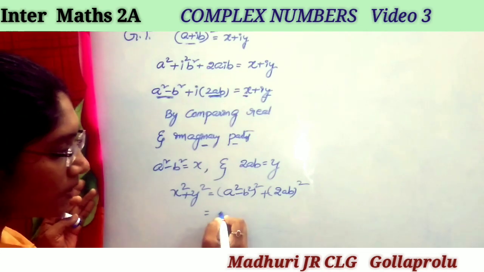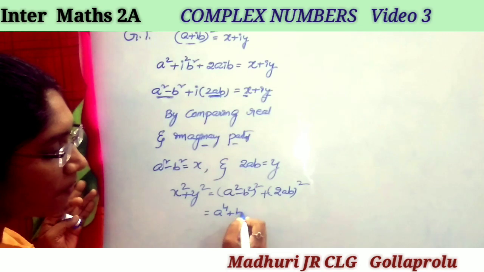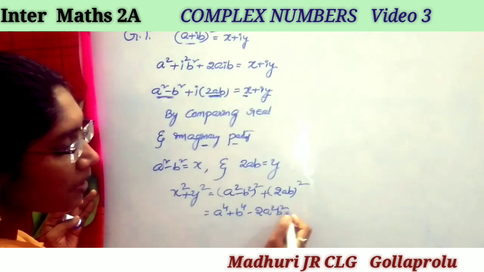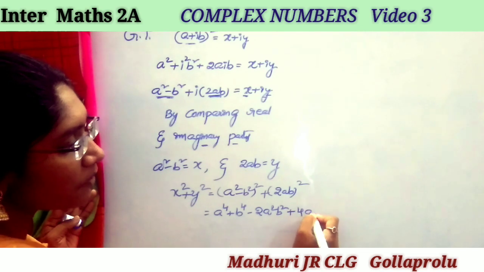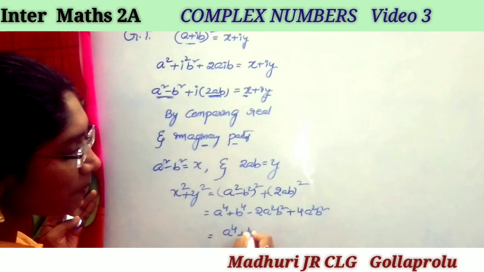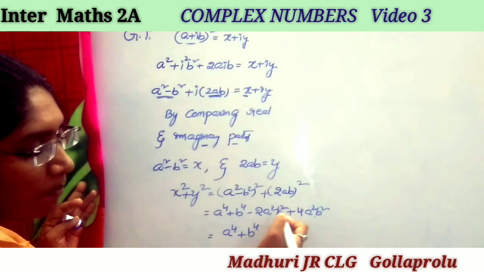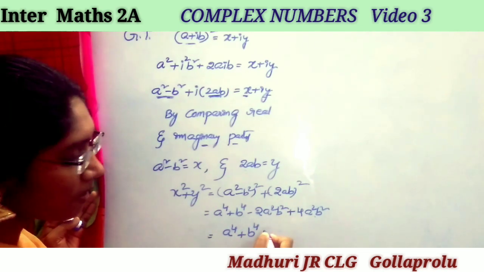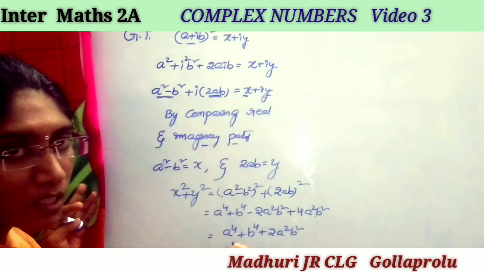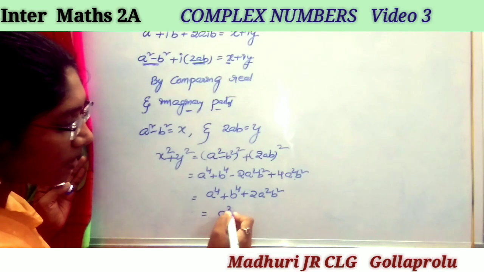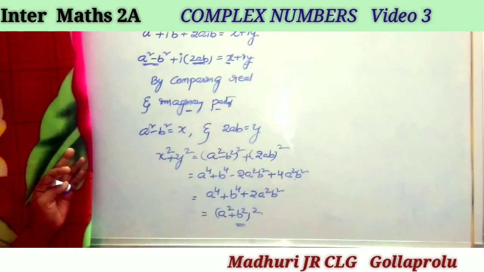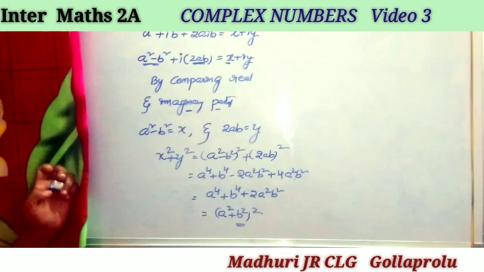Now taking the expansion here, a power 4 plus b power 4 minus 2a square b square plus 4a square b square, and this is a power 4 plus b power 4 plus 2a square b square. Now this is in the form of a square plus b square plus 2ab, that is a plus b whole square. Therefore the answer is a square plus b square whole square. That's all. That is the answer.